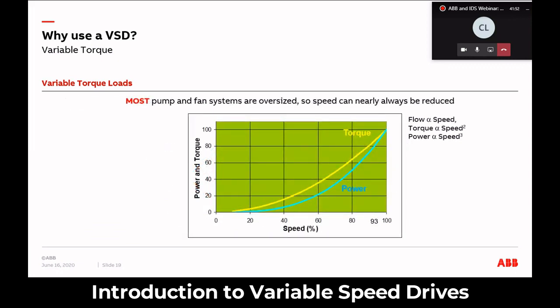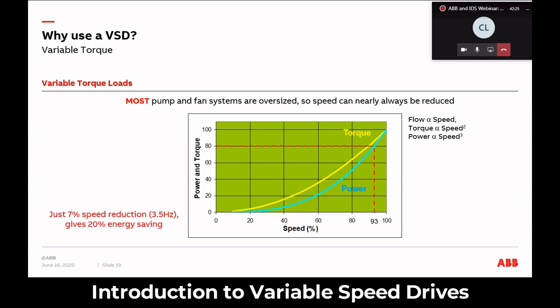So yeah, most pump and fan systems are oversized, so the speed can nearly always be reduced to yield some form of energy and power saving. As I said previously, flow or head is proportional to speed, and this is part of the cube laws, where torque is proportional to speed squared, and power is proportional to speed cubed.